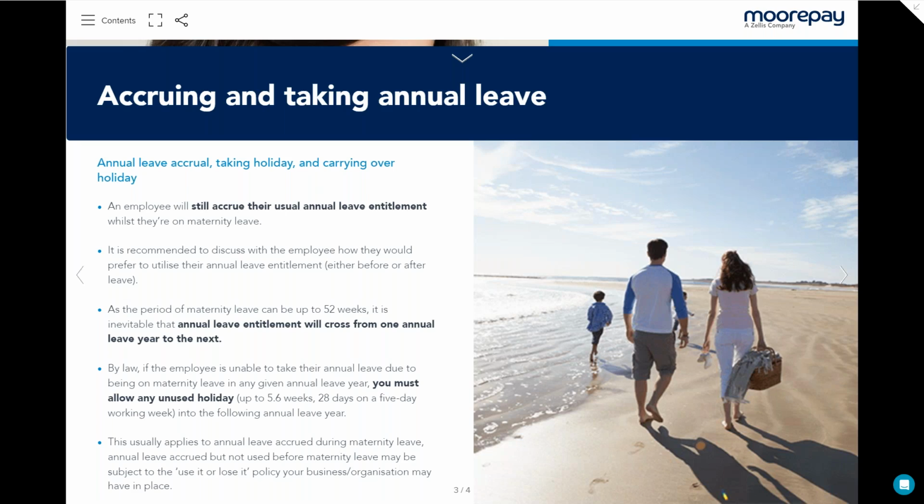Lots of employees want to take holidays in the unpaid period. If you remember, maternity leave is 52 weeks. You only get paid for 39 of those weeks. So some people would want to take an element of paid holiday during that unpaid period. Alternatively, people may want to take the full 52 weeks, including the unpaid period, and tag the holidays on at the end, which would then extend the maternity leave.